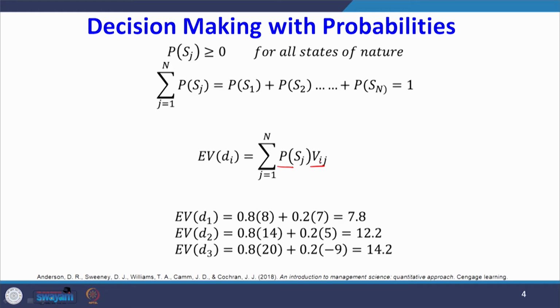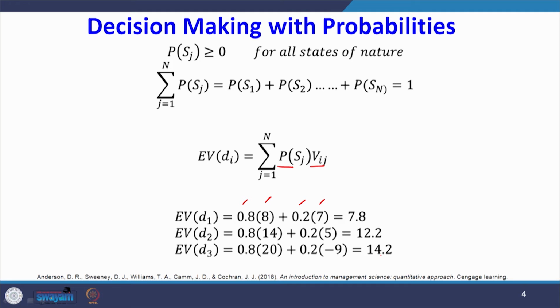For example, the probability for strong demand is 0.8 and the payoff is 8. So, 0.8 multiplied by 8. The probability of weak demand is 0.2, the payoff is 7. When you add these, we get 7.8. So, the expected value of decision 1 is 7.8. The expected value of D2, going for medium complex size, is 12.2. The expected value of D3, going for large complex, is 14.2.